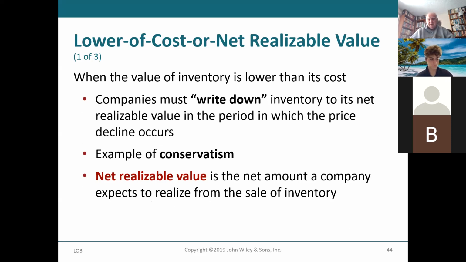You own something that you paid $10 for, and you find out that nobody is willing to pay you $10 for it. The most you can get for it is $7. You have to immediately record that loss on your financial statements, okay? It's an example of the accounting principle of conservatism, which says that you never anticipate gains, but you always anticipate losses, okay? So let's see what we're talking about. Net realizable value is the net amount a company expects to realize from the sale of inventory.